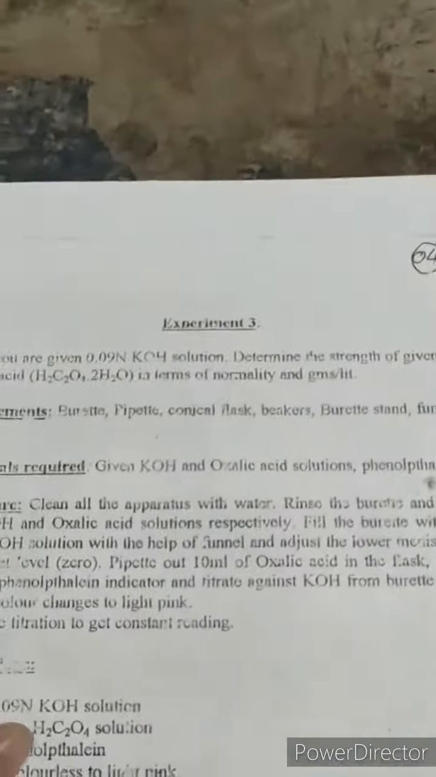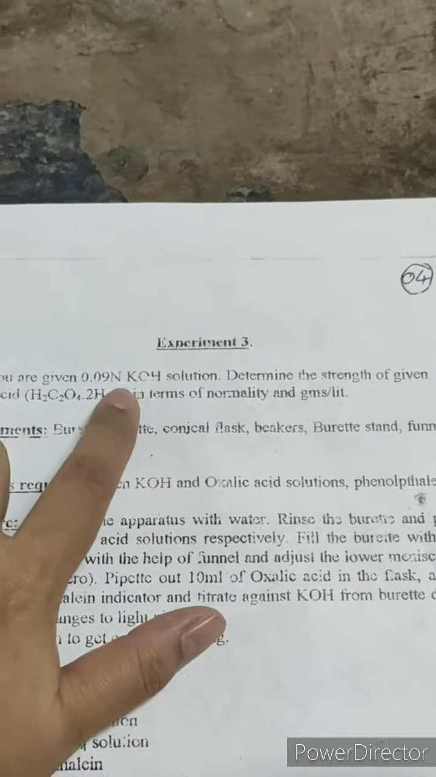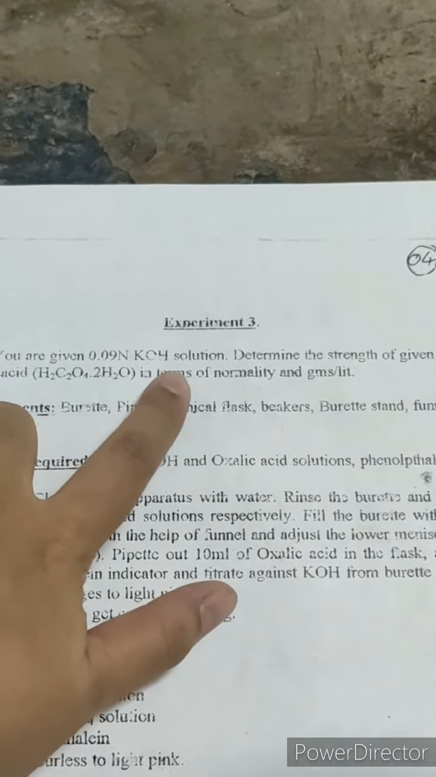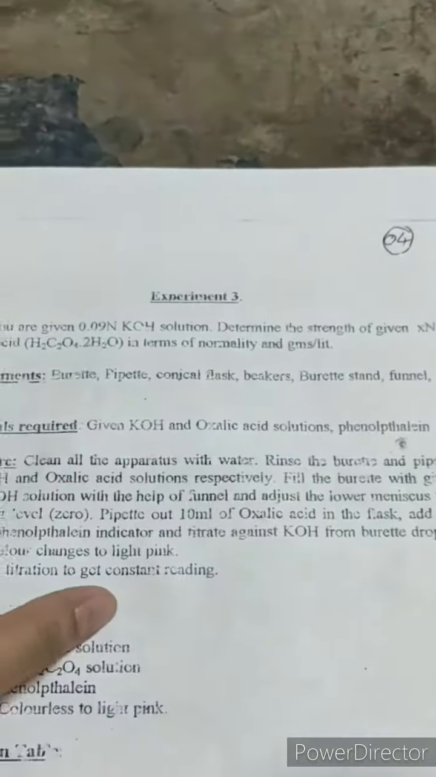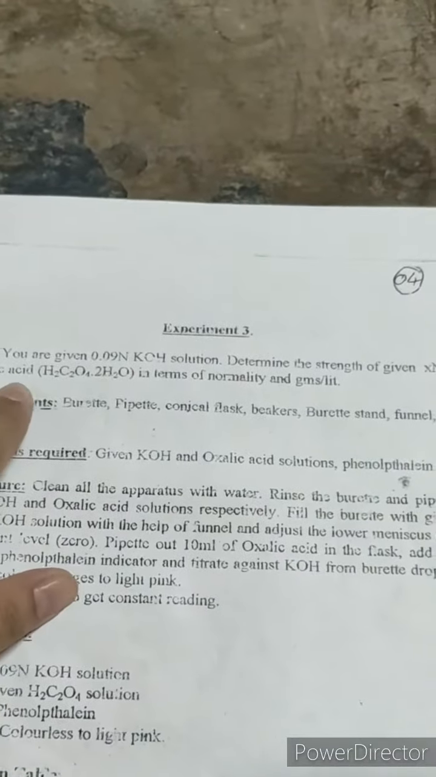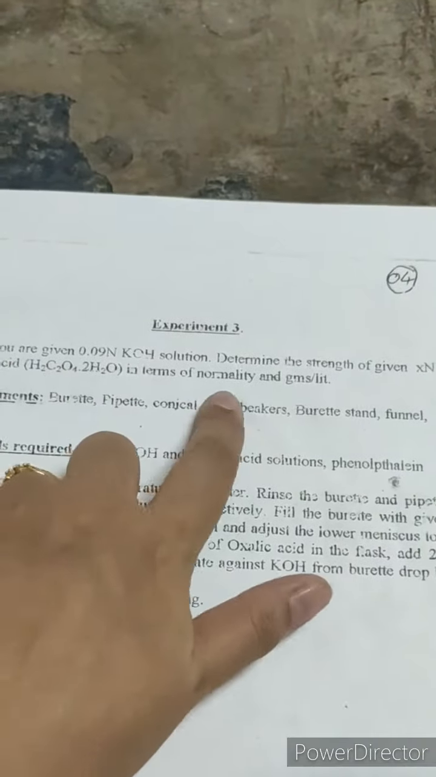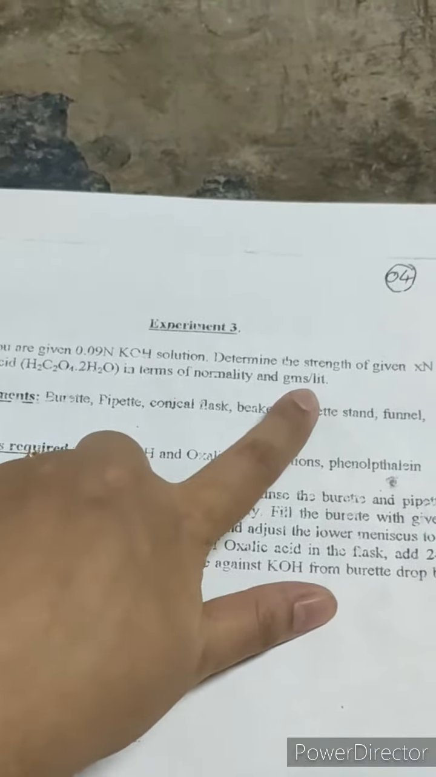So here you are given the normality of potassium hydroxide, which is 0.09 normal. We have to find the concentration of oxalic acid in terms of normality and grams per liter.